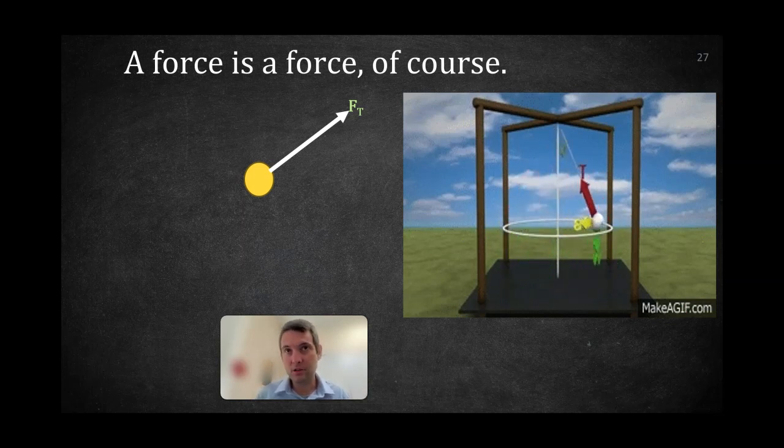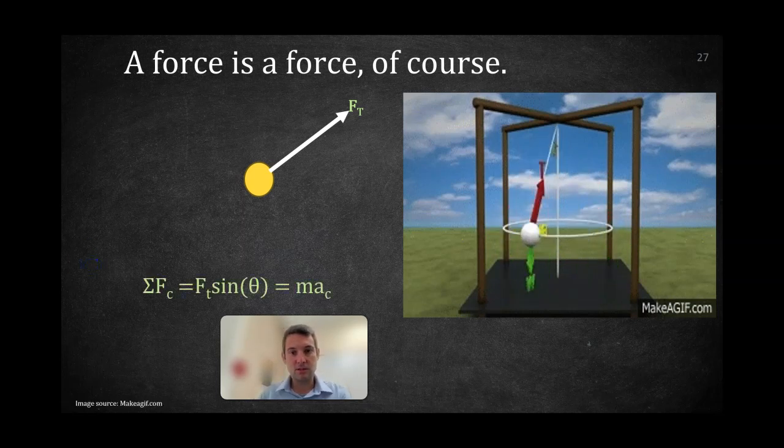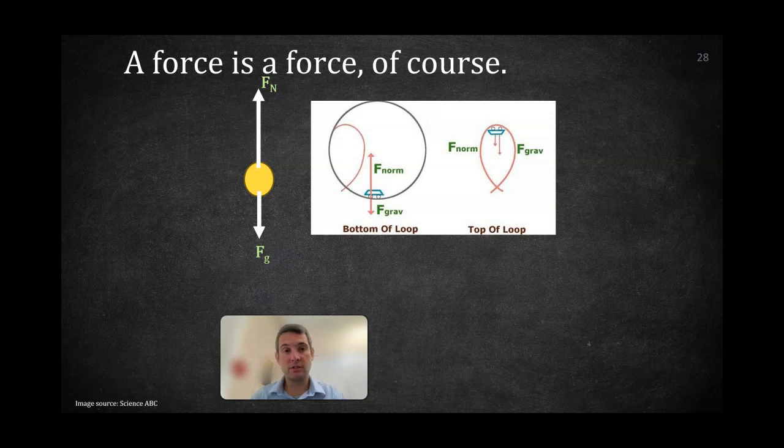There has to be a centripetal force for an object to undergo uniform circular motion, even if it's just a piece of that force. So in this case, it's the horizontal component, Ft sine theta. Or it could be any other force, as long as there's a force or component of force that's pointed towards the center of the circle.